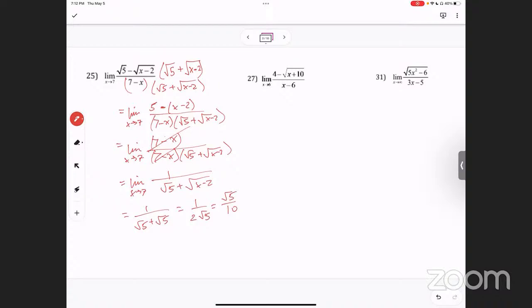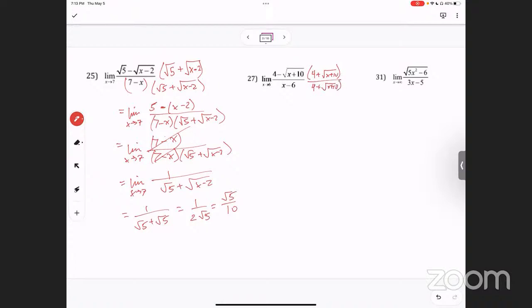So what do you think you're going to do for number 27? Minus 6 plus 10. Actually, it looks like you might be able to. No, it's going to be 4 minus square root of 4. So you're going to do the same thing, well, similar. So what am I going to multiply by? 4 plus the square root of x plus 10. Perfect. Good.